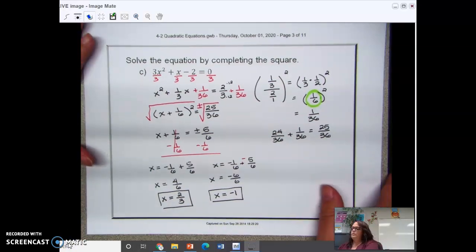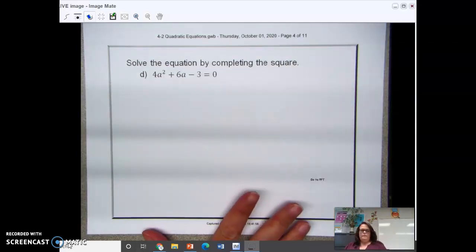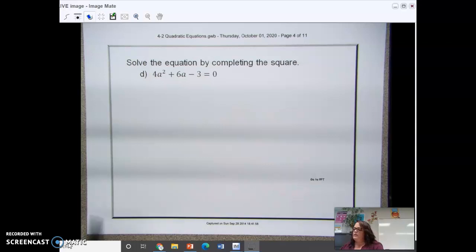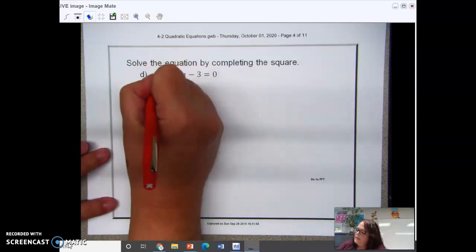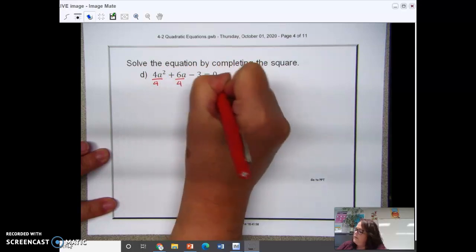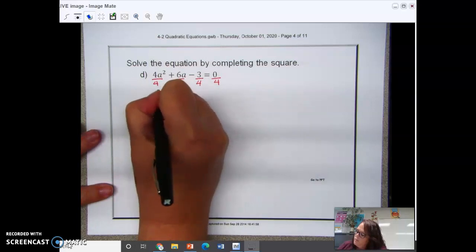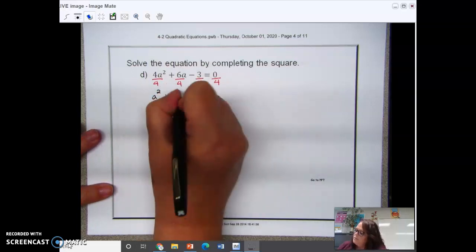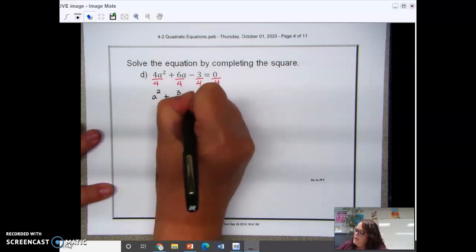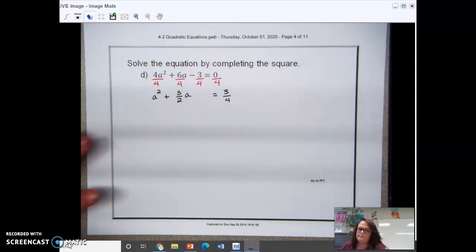All right, so we're going to move on to the next one. So this is my last completing the square one, so hopefully we can fit this in on the first video. So hopefully you recognize I have this 4 in front of my square. Don't worry about the fact that it's an A, that doesn't matter. So I'm going to get A squared plus, and this reduces to 3/2 A, and then I'm going to add this over, and that's equal to 3/4.